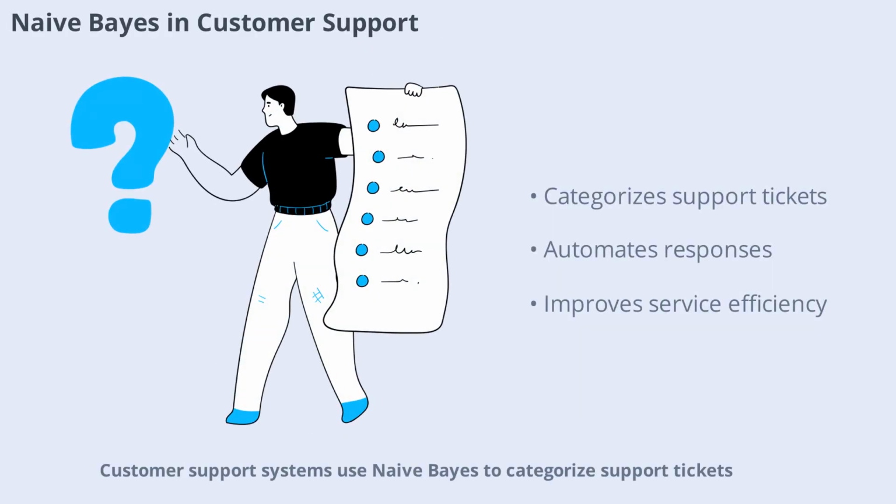Customer support systems use Naive Bayes to categorize support tickets, route queries, and suggest solutions. By analyzing the text of customer messages, the algorithm helps automate responses and improve service efficiency.